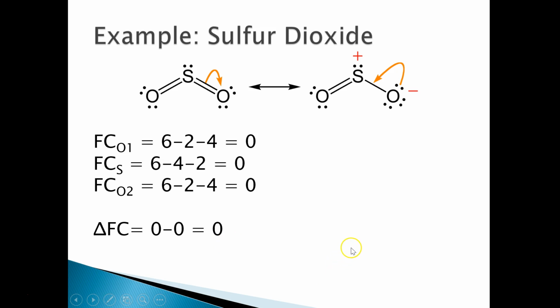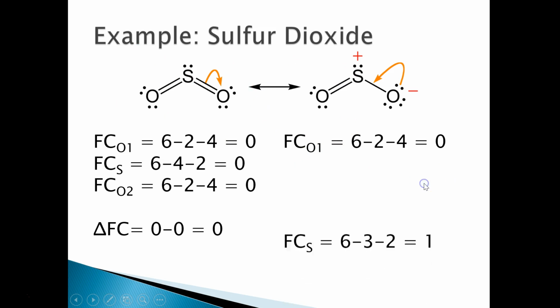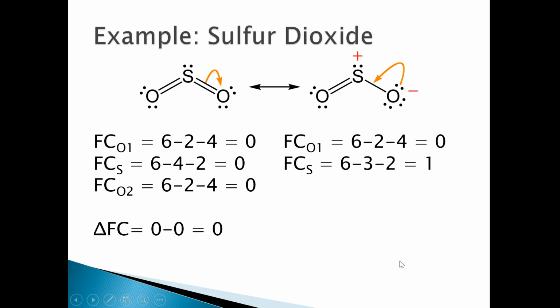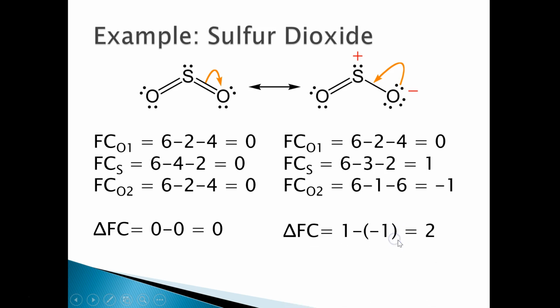Now let's do the same thing for the other structure. The first oxygen is in the same situation bonding-wise as the oxygen in the other Lewis structure, so its formal charge is 0. The formal charge for sulfur in this case is 1, and the formal charge for the second oxygen is minus 1. So to calculate the formal charge for this molecule, again, we do the max minus the min. The max is 1 minus the min, which is minus 1, which equals 2. So the first Lewis structure shows a formal charge closer to 0, so it is the preferred structure.